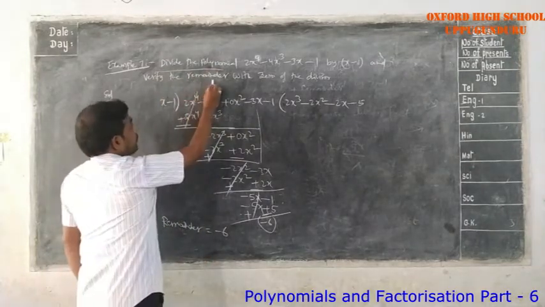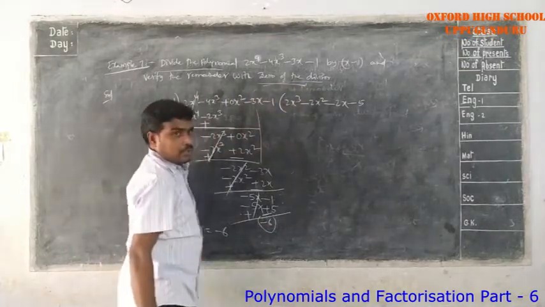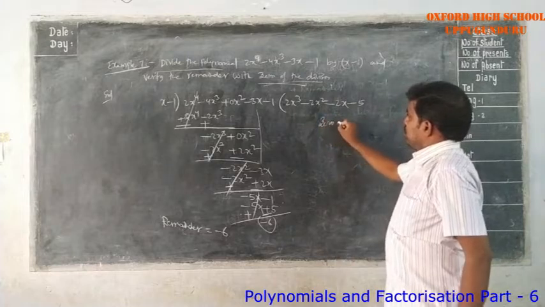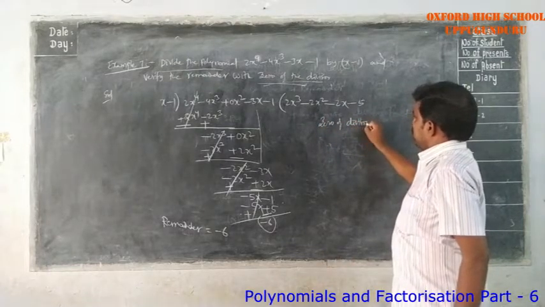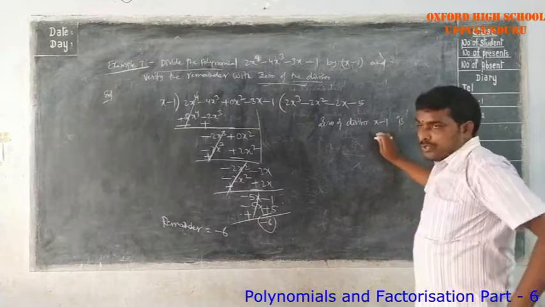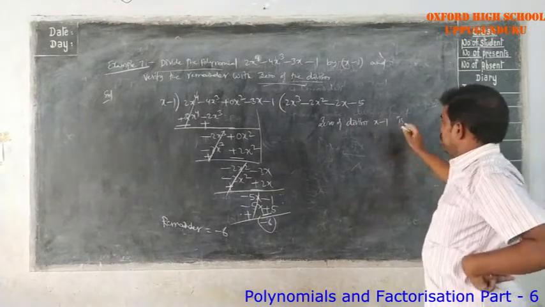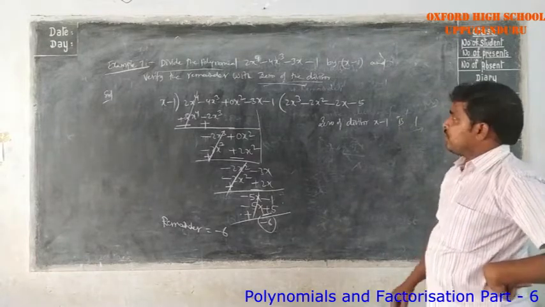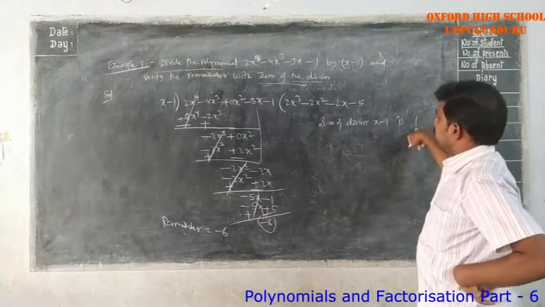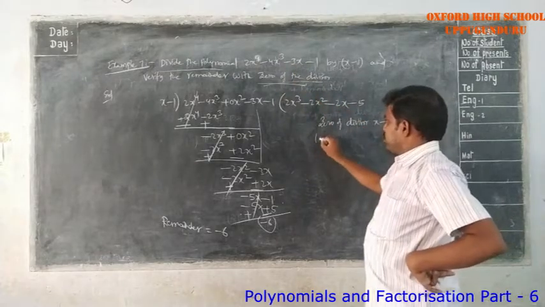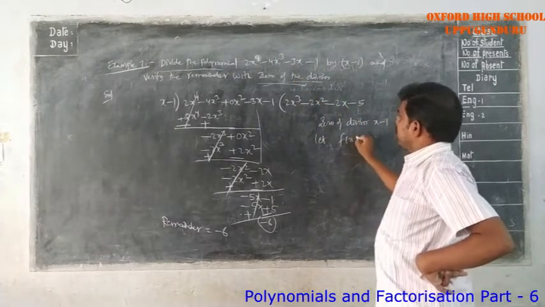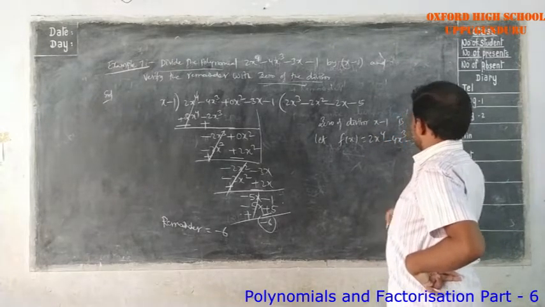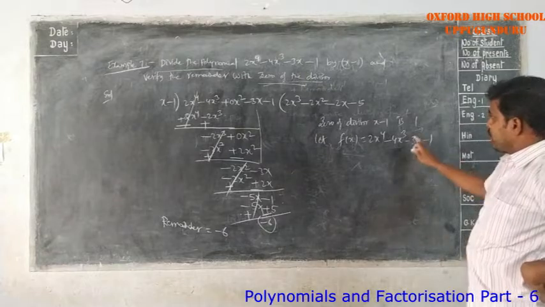Next, verify the remainder with the zero of the divisor. What is the zero of the divisor here? The zero of the divisor x minus 1 is, by substituting in place of x, what do you get 0? 1 is the zero of the divisor x minus 1. So you have to check this polynomial using 1. Assume f of x equals 2x^4 minus 4x^3 minus 3x minus 1. Now you have to check f of 1.